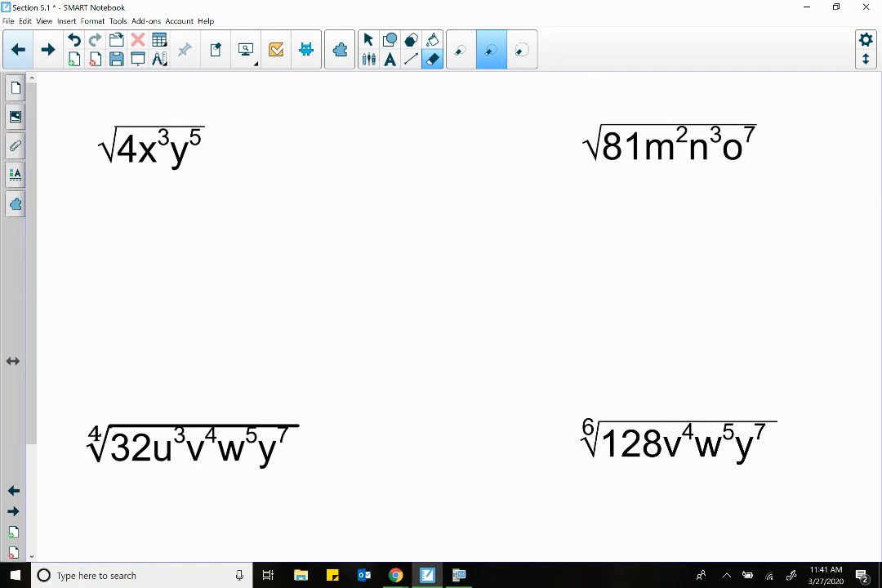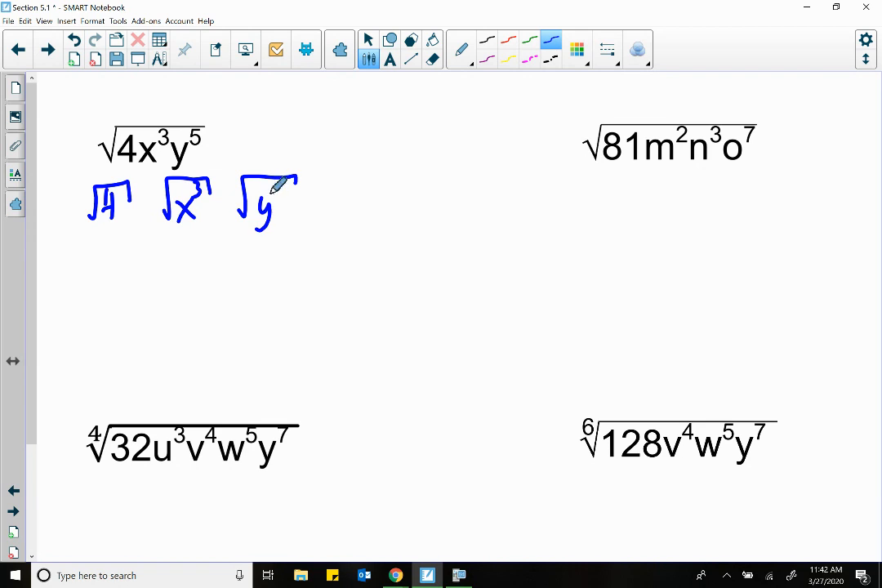So as we look at this problem, here's how I want you to think about it. I want you to think about this as 3 separate pieces, and I want you to separate it out. Because remember, anything that's being multiplied under the radical, we can separate them. So this is like we're dealing with 3 separate problems. Square root of 4, square root of x cubed, square root of y to the 5th. Okay? So square root of 4, you actually already know. That's a perfect square. That is 2. Now these other 2, this is what I want to talk to you about.